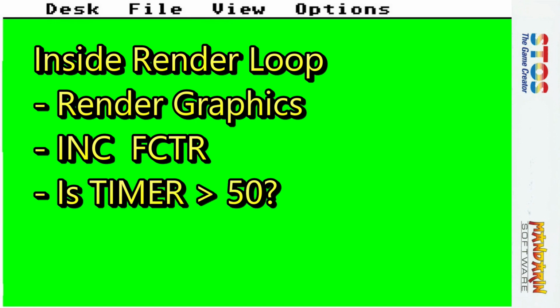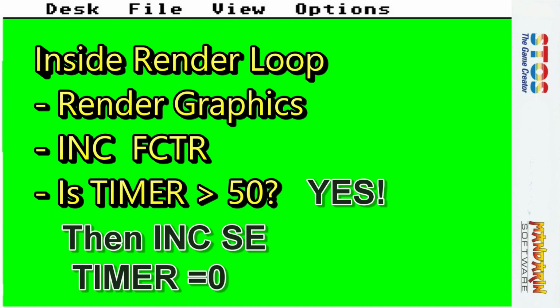Next, we check if the timer is greater than 50. If it is, we increase our seconds elapsed SE by 1 and we set the timer back to 0 so we can count up to 50 again. The timer counts based on the frame rate, so we know that when it hits 50, 1 second has elapsed. We'll increase the SE variable by 1 and then set the timer back to 0 to start over again. 1 second elapsed for every 50 timer ticks.